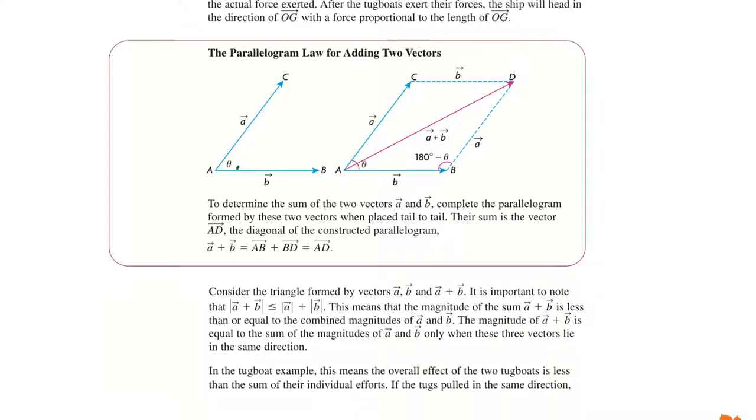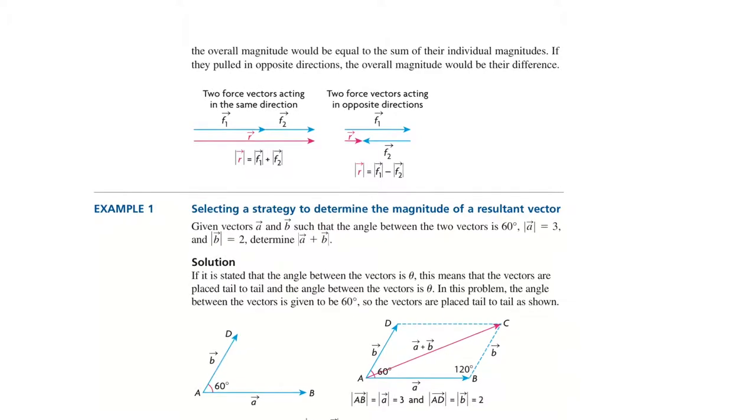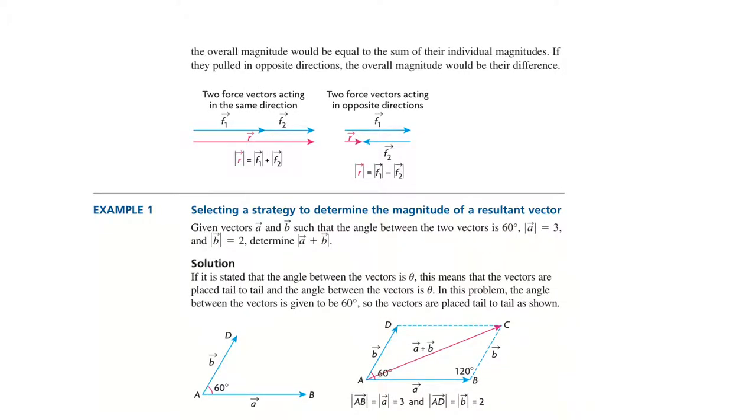The angle between two vectors is theta. Therefore, angle ABD is 180 minus theta. Using the triangular inequality, we see the magnitude of A plus B is smaller or equal than magnitude of A plus magnitude of B. When the angle between two vectors is zero, magnitude of A plus B is the same as magnitude of A plus magnitude of B. When the angle between two vectors is 180 degrees, then we have the minimum value of magnitude of A plus B, which is magnitude of A minus magnitude of B.